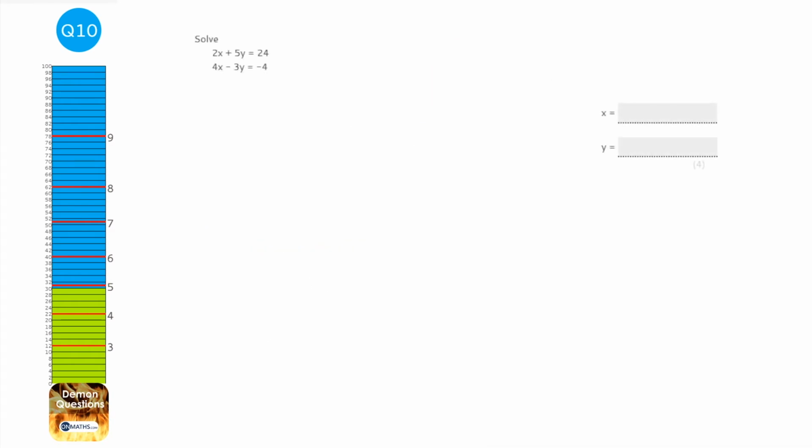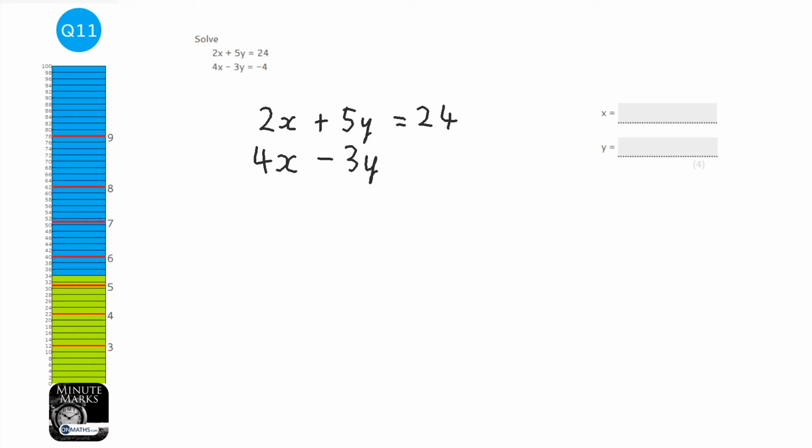Okay, so we have a set of simultaneous equations, and I'm just going to start off by writing them out to give myself a bit more room, because it's a little bit too small otherwise. So I'm just copying out the question. Now, there's a list of things we need to do for these, and there are different methods. I'm just going to go through the main one.